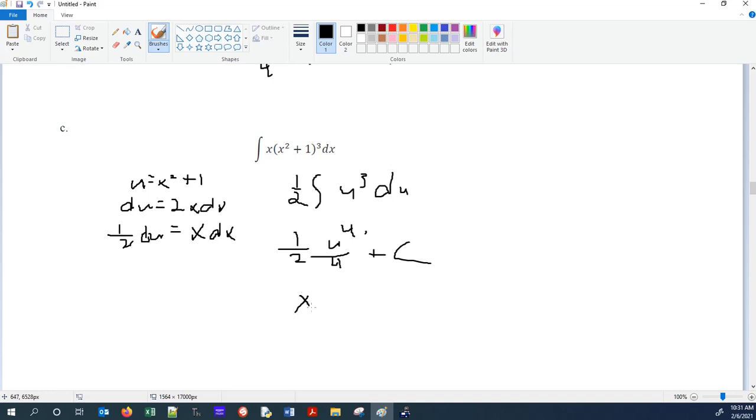We don't have to, but we can clean up just a little bit. We do need to replace u though. x squared plus 1 raised to the 4th power, and we're going to divide that by 8.